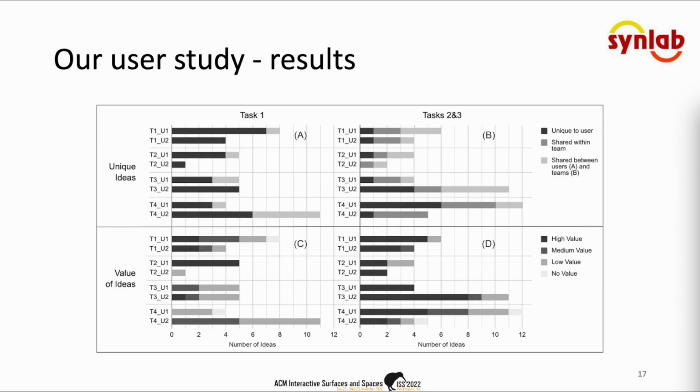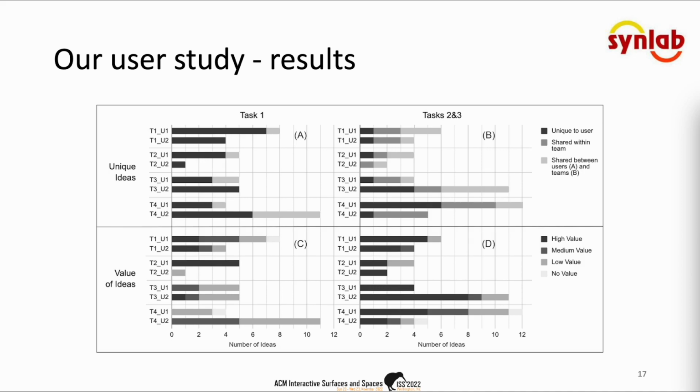The top row shows the uniqueness of the ideas generated by each user in task 1 and tasks 2 and 3. The darkest portion of the bars shows ideas that are unique to the user. The lighter portions of the bars show the ideas that were common between users in the same fiber condition and common within or between teams. The bottom row shows the value of the ideas generated by each user in task 1, and tasks 2 and 3. Darker colors indicate higher value ideas.